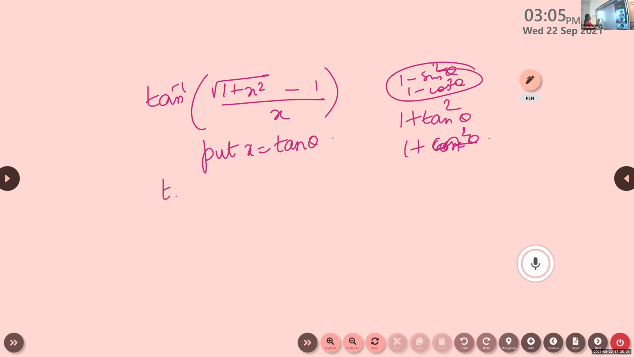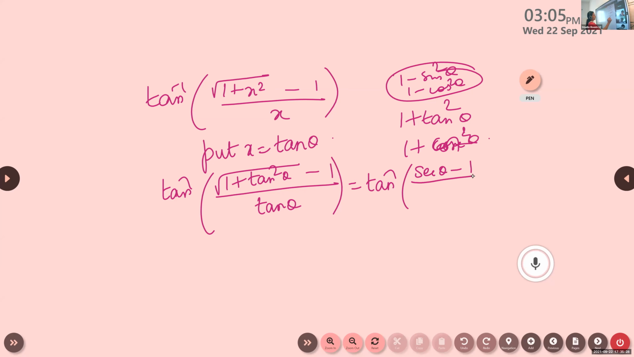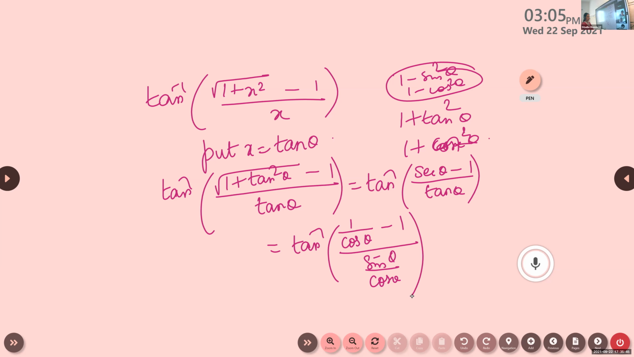When you put tan theta, it becomes tan inverse of root of 1 plus tan square theta minus 1 by tan theta. 1 plus tan square theta is sec square theta, and taking the root it becomes sec theta. So it becomes tan inverse of sec theta minus 1 by tan theta. Now simplify this. We can write sec theta as 1 by cos theta, and tan theta as sin theta by cos theta.